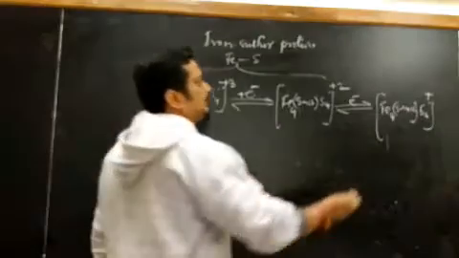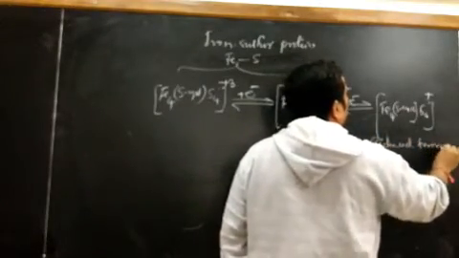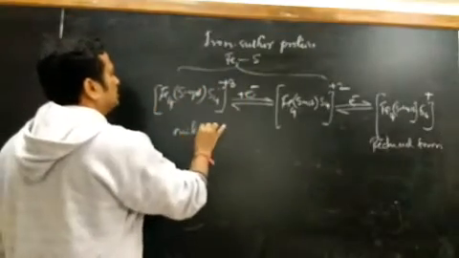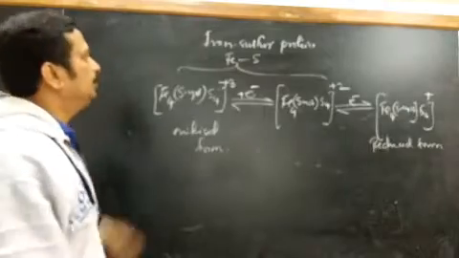So this is a reduced form. This is the reduced form. And what is this? This is the oxidized form. This is the superoxidized form. This is the oxidized form. So how is the situation here?